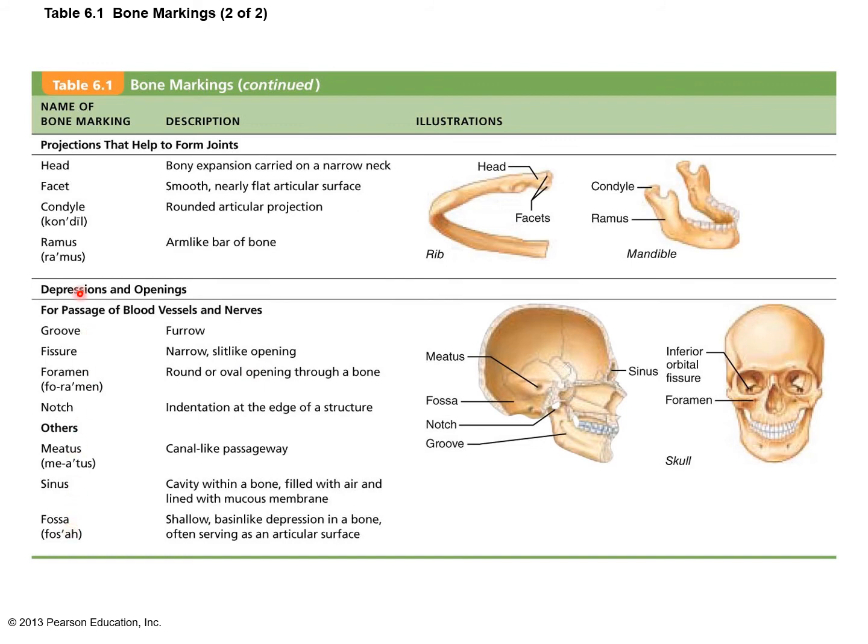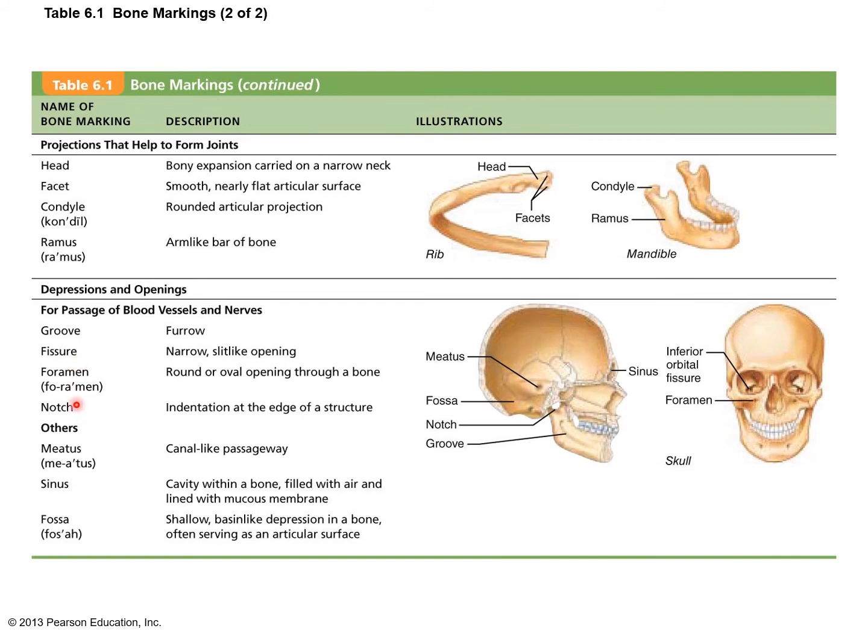Some terms mean an opening, and usually those openings allow blood vessels and nerves to pass through. Fissure means a narrow slit-like opening. The term foramen, or foramina for plural, means a round hole, a round opening. The term meatus is again like a passageway. Fossa is usually an indentation, a depression. It's not really an opening. It's more of a basin-like depression in a bone.